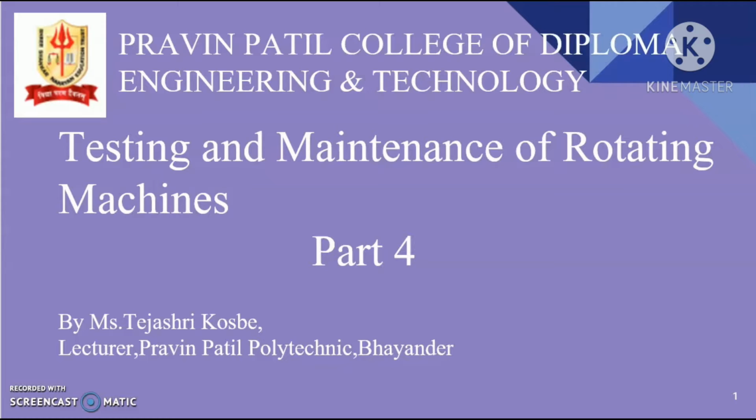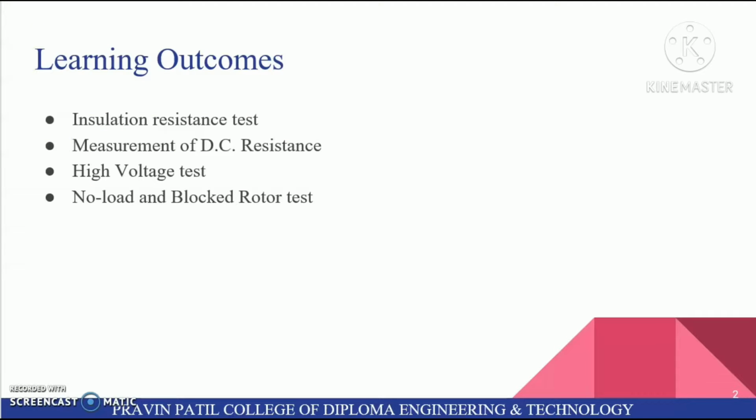In this chapter 3, testing and maintenance of rotating machines, Part 4. Learning outcomes. At the end of this video, you will learn about insulation resistance test, measurement of DC resistance, high voltage test, and no load and blocked rotor test.